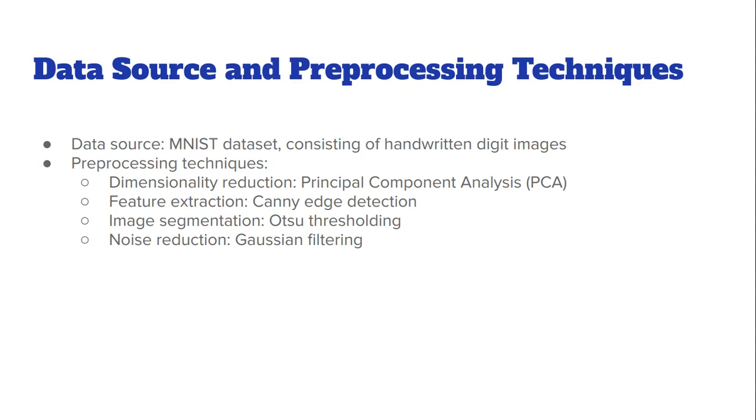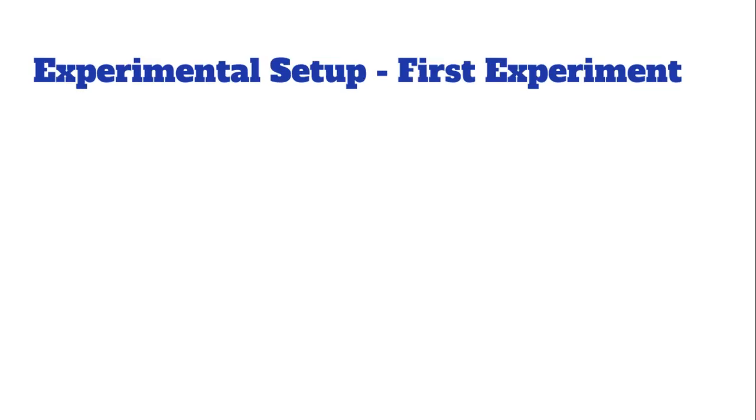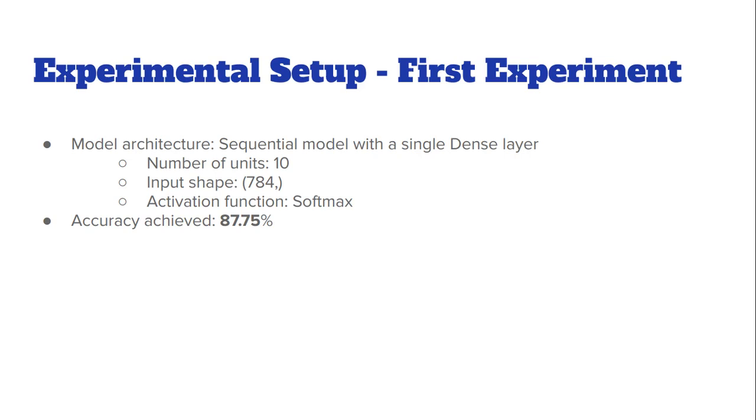These techniques helped us to extract meaningful features, reduce the noise in the image, and improve our model's ability to make accurate predictions. Our experimental setup: for the first experiment we used a very simple sequential model. It has a single dense layer with 10 units, and we used the softmax activation function. It served as a baseline and it provided us an 87% accuracy.